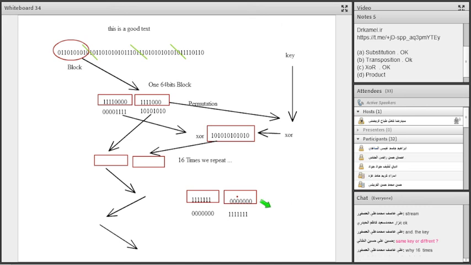So that was permutation, and this is rounds. At the end we have swap. What is swap? In swap, for example, again you have two boxes.